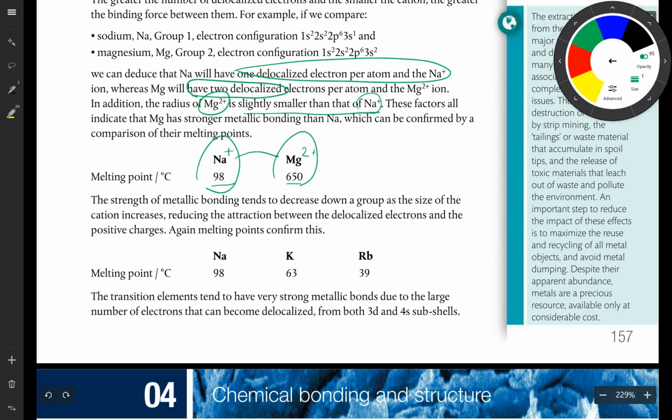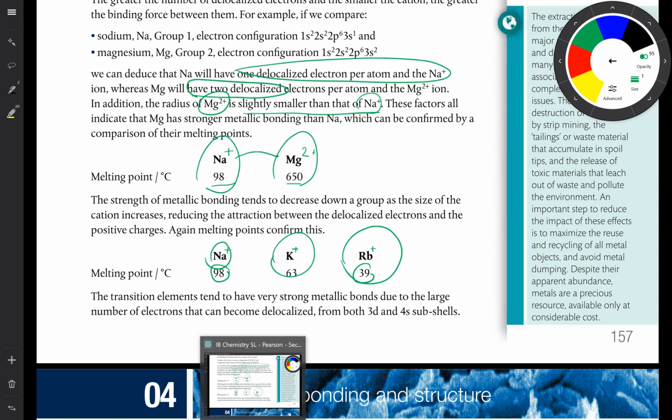But when we are going down the group, like sodium, potassium, and rubidium, all of them have one delocalized electron per atom, and the charge of all of them is positive 1. But when you are going down the group, the size of the cation becomes bigger, so that's why the metallic bond becomes weaker and the melting point decreases. So the melting point of sodium is 98, but for rubidium it is 39.